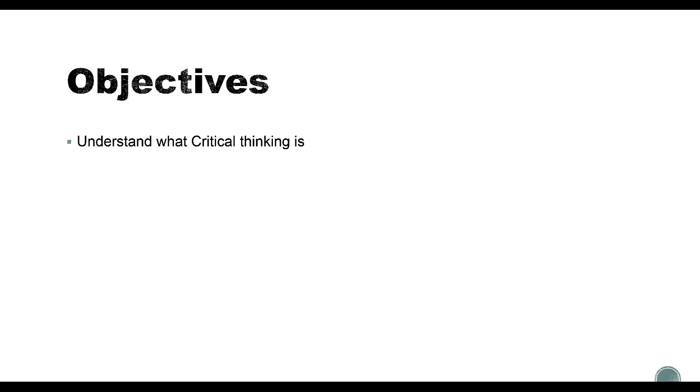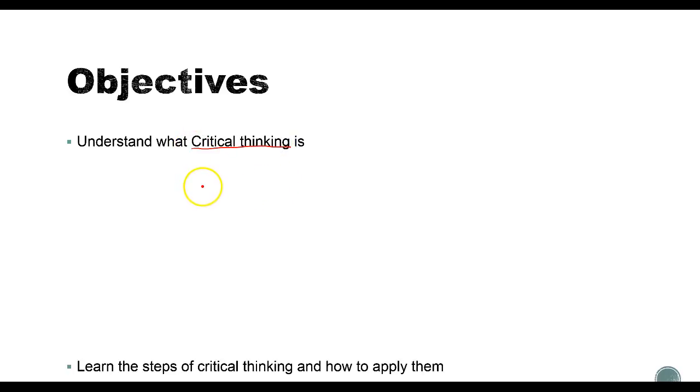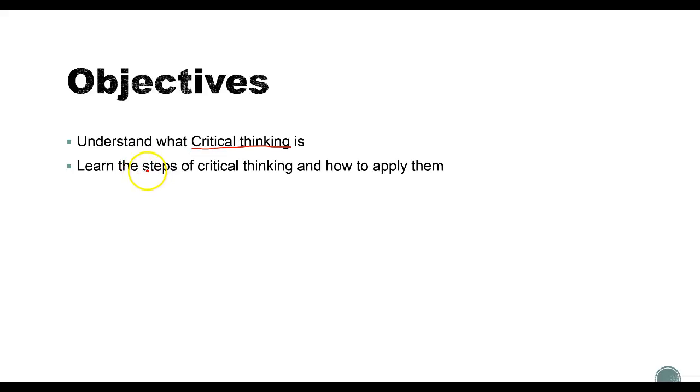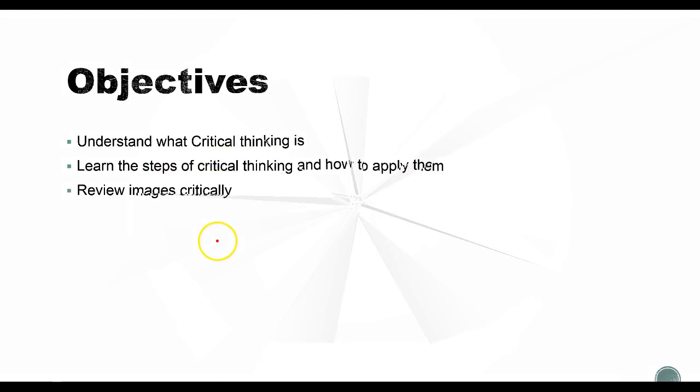So we have three objectives in here. First, we're going to understand what critical thinking is. What does it mean to be a critical thinker? Second, we're going to talk about the steps of critical thinking and how to apply those steps when you're thinking critically about something. And then at the end of the lesson, we're going to review three images critically to practice with our critical thinking. After this lesson, move on to Lesson 16.